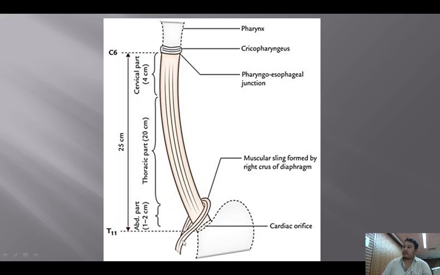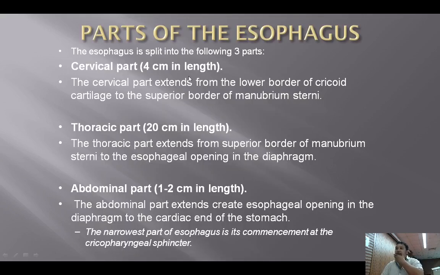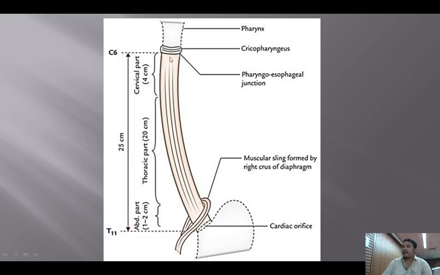In the abdominal part, as it pierces through the muscles of the diaphragm, it kind of acts like a sphincter, but this is not an observable anatomical sphincter. This is just a functional sphincter because it acts as a sphincter. There is no muscle thickening as such. So the cervical part is 4 centimeters, the thoracic part is about 20 centimeters, and the abdominal part is about 1 to 2 centimeters. The narrowest part of the esophagus is its commencement at the cricopharyngeal sphincter. So this part where the esophagus begins is actually the narrowest point of the esophagus.